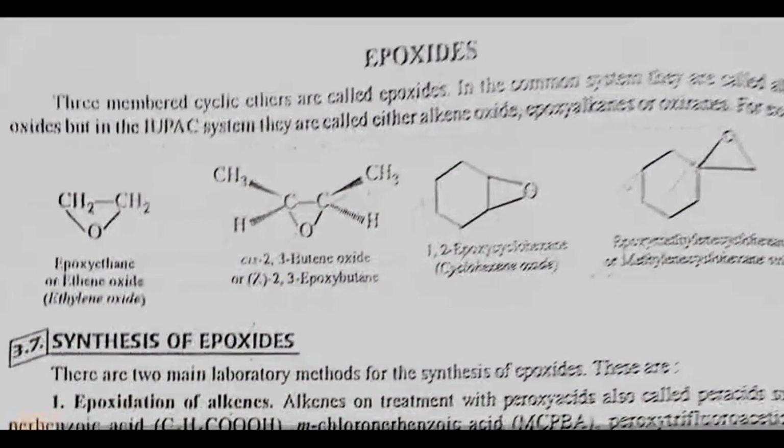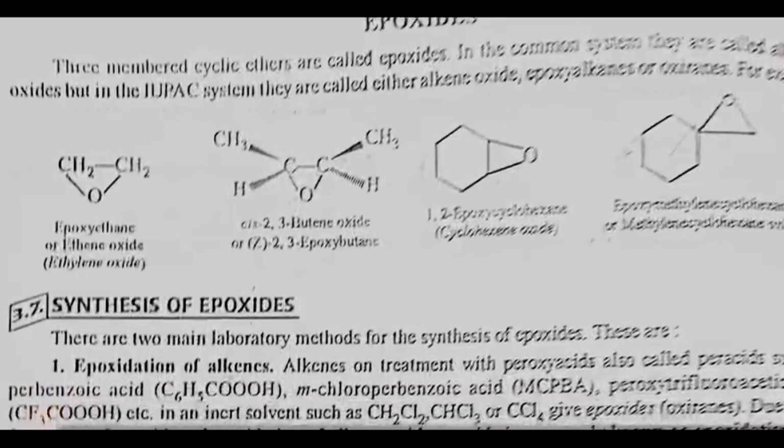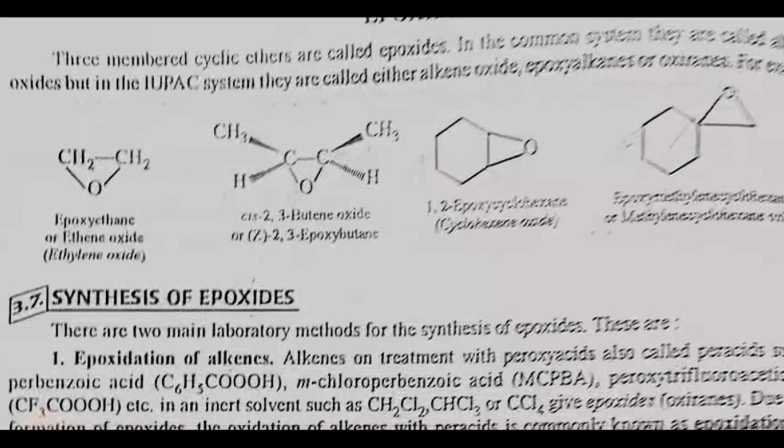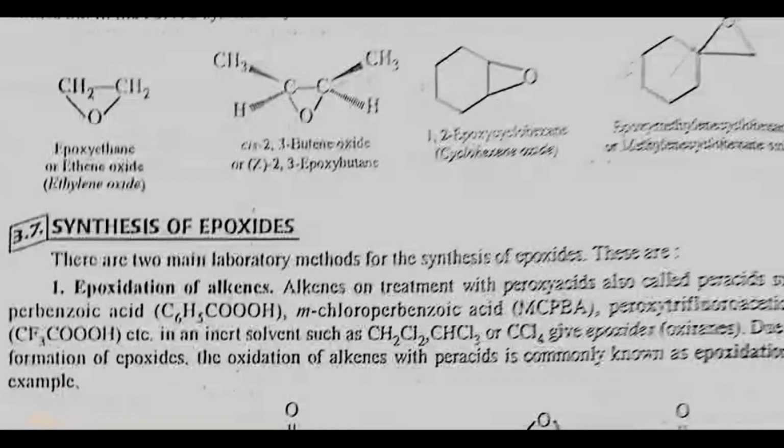Epoxides. Three-membered cyclic ethers are called epoxides. In the common system, they are called alkylene oxides, but in the IUPAC system they are named alkene oxides, for example ethylene oxide, 2,3-butene oxide.